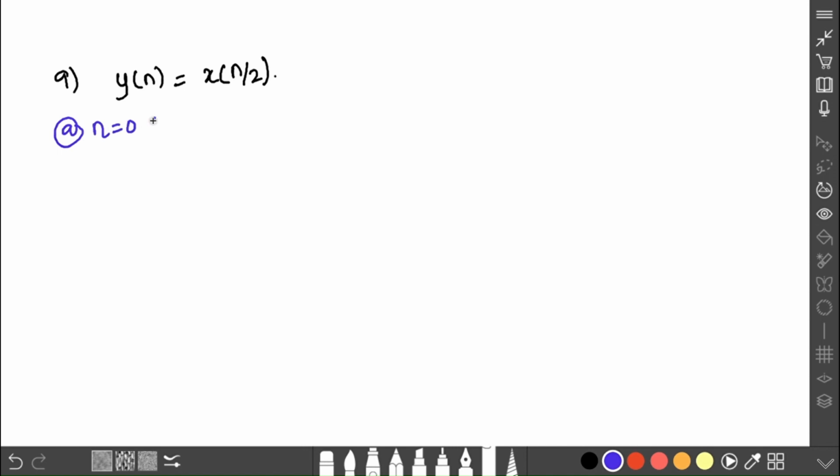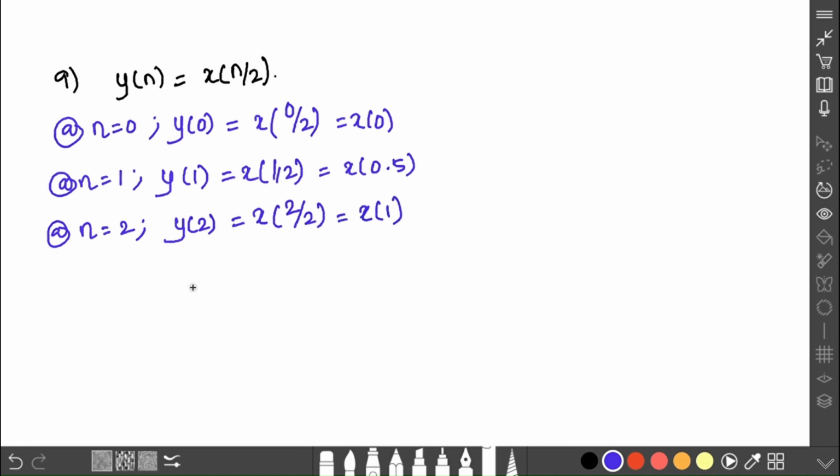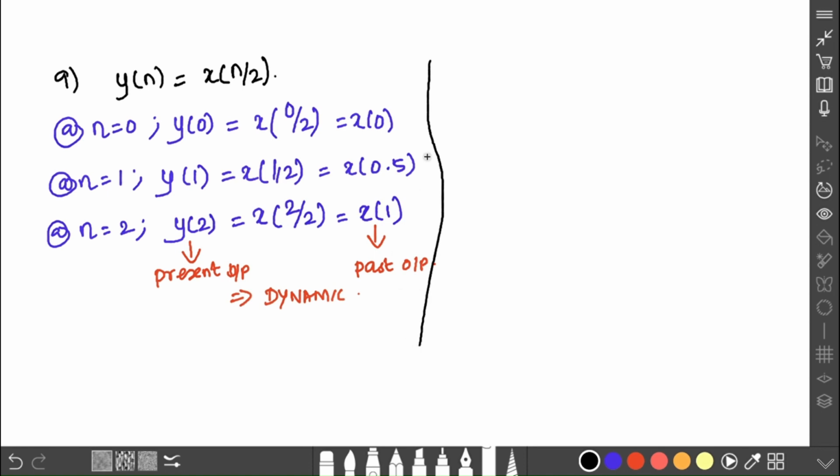In this ninth case, y of n equal to x of n by 2. Here it is different. n by 2 means half the value. Here also it is changing, where it reduces by half. Though it is reducing, we can say it is dynamic because it is dependent on the past input, by half the value. So it is dynamic.